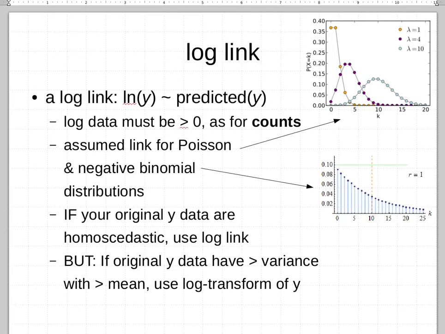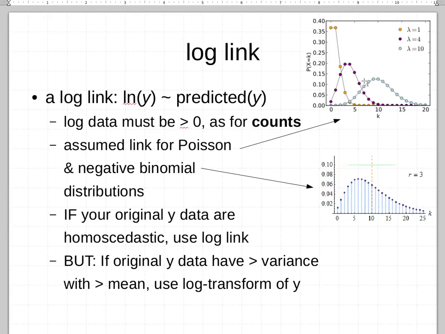So like this next one would be a log link, where we're taking the natural log of y, which would look better to the predicted y. So the natural log of our y values would match our predictions. Okay, so another way to say that is the prediction is the natural log of the y, if you want.